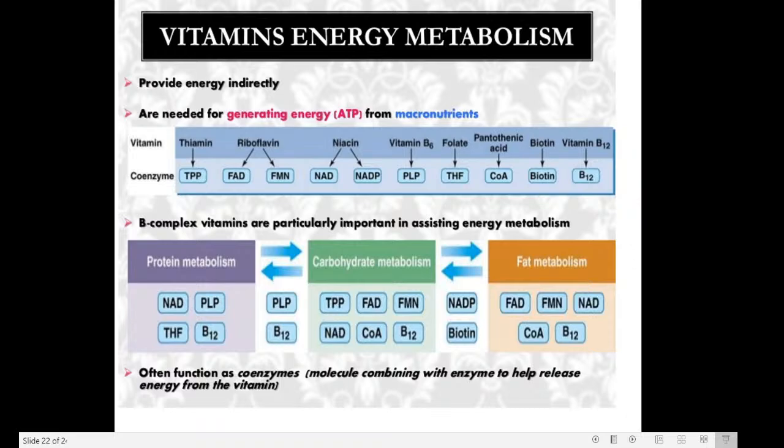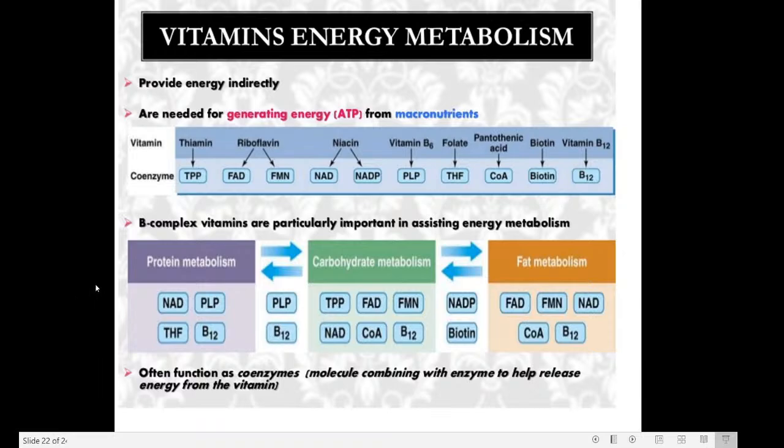Vitamin B6, that is PLP, is the cofactor. Folate, THF, is the cofactor. Pantothenic acid gives acetyl-CoA, so CoA is a cofactor. Biotin is a cofactor. Vitamin B12 is also a cofactor. These are all complex structures or cofactors.